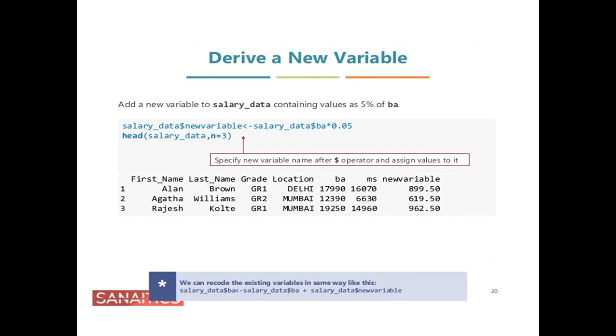Derive a new variable. Add a new variable to salary_data containing values as 5% of BA. It is important to note that we can recode the existing variables in same way like this.